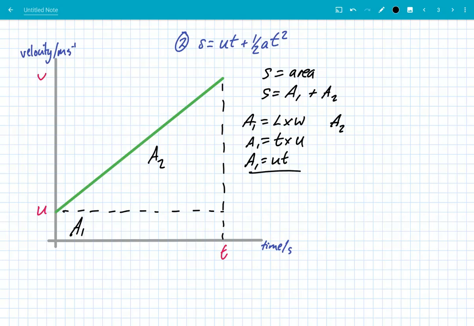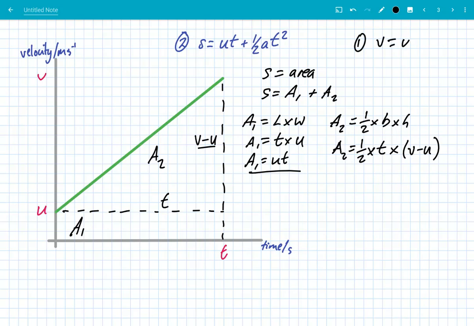Area 2 is a triangle, so you should know that the area of a triangle is half, multiplied by the base, multiplied by the height. We can see that the base is t, and the height is v minus u. So we can put A2 is equal to half, multiplied by t, multiplied by brackets v minus u. And we're almost there. We just now need to use equation 1.